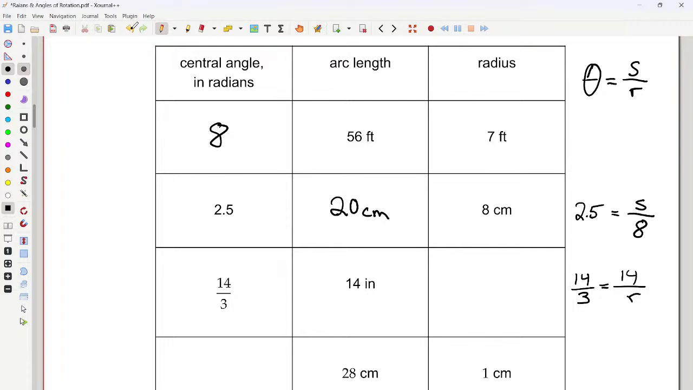Actually, why wait till next time? Let's do this right now. Suppose this was 28 over 3. This might, I don't even know. We'll find out. Let's see if this is any more interesting. So 28 over 3 equals 14 over R. All right.